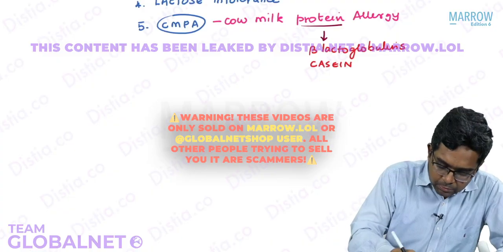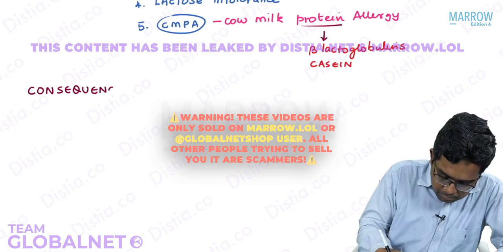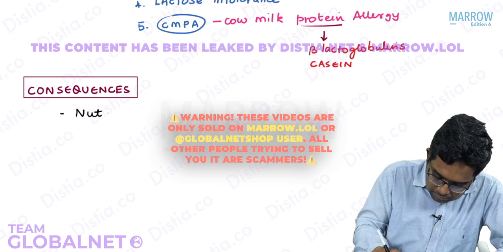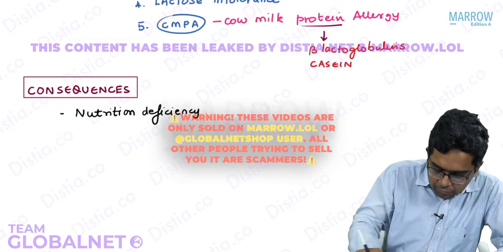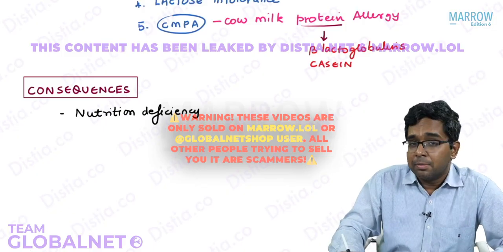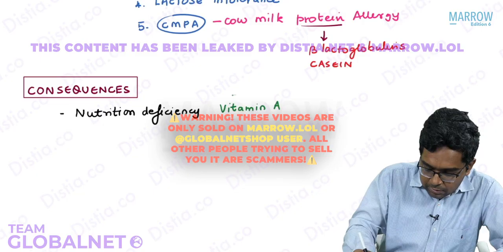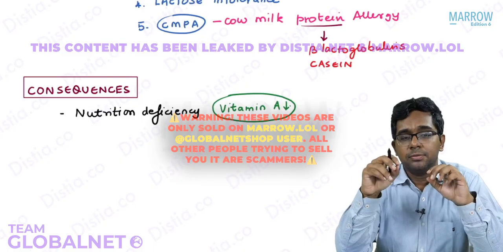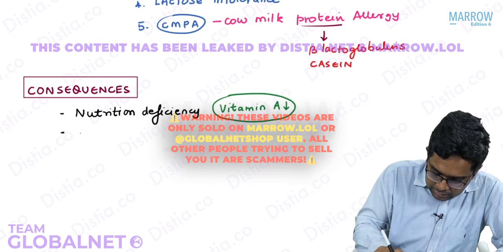Let us look at the consequences of persistent diarrhea. It can predispose to nutritional deficiency, especially deficiency of micronutrients. And one of the most important micronutrient deficiency encountered in children with persistent diarrhea is vitamin A deficiency. That is why it is always important that when you are treating these children with persistent diarrhea, you have to give 1 dose of vitamin A. That is one thing. Second important consequence which can develop is lactose intolerance.